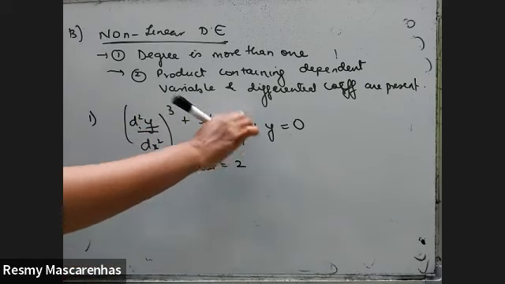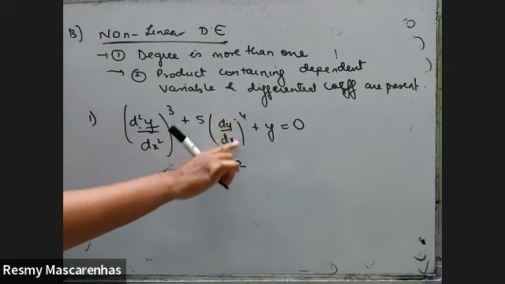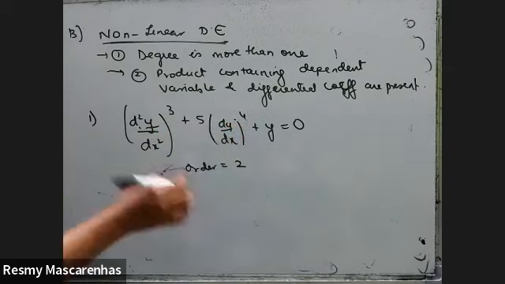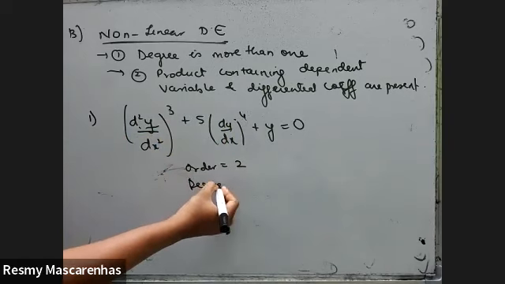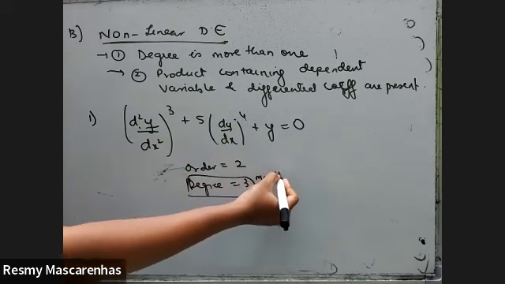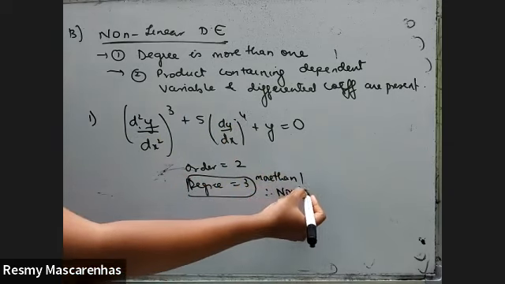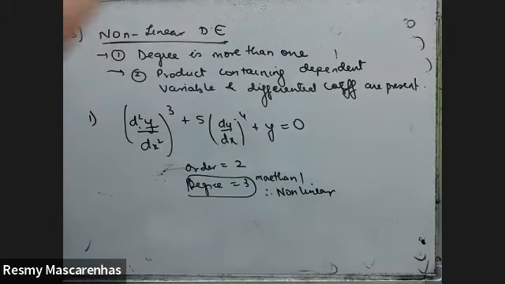Even though this 4 is more than 3, we don't have to take this because this is the power of a smaller order. We cannot take this. We have to take degree as 3. More than 1, therefore non-linear. Degree is more than 1, so it falls under non-linear type.